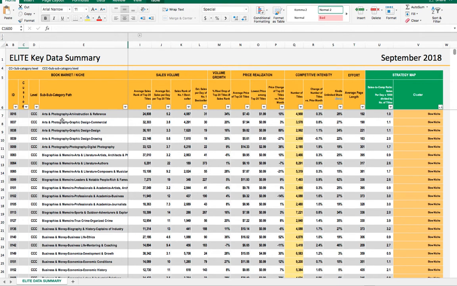The next column lets you know what category you're in. How you tell which level you're in is by the dashes. So the first category on Amazon is arts and photography. The subcategory is art, and then the subcategory, which here is the Elite, would be instruction and reference. Make sense? Okay, great. All right, so now we've got sales volume, volume growth, price realization, competitive intensity, effort, and strategy map.